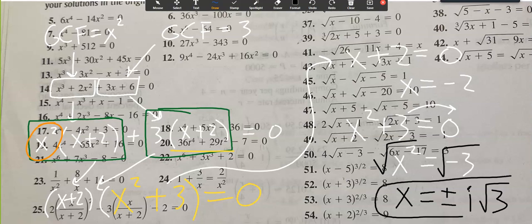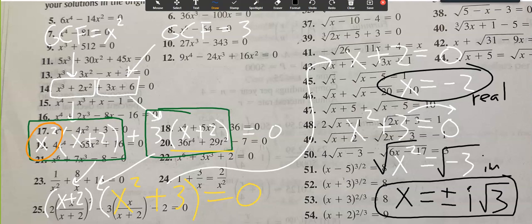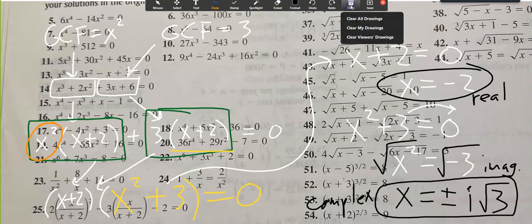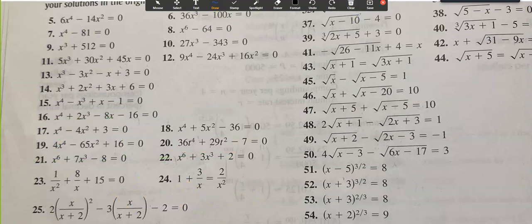So I have 3 answers to this question. This one is a real solution, and these are imaginary values, or they might say complex. Gotcha. Okay. All right, does that kind of make sense? Yes, that makes sense. Okay. This is super helpful. Good.